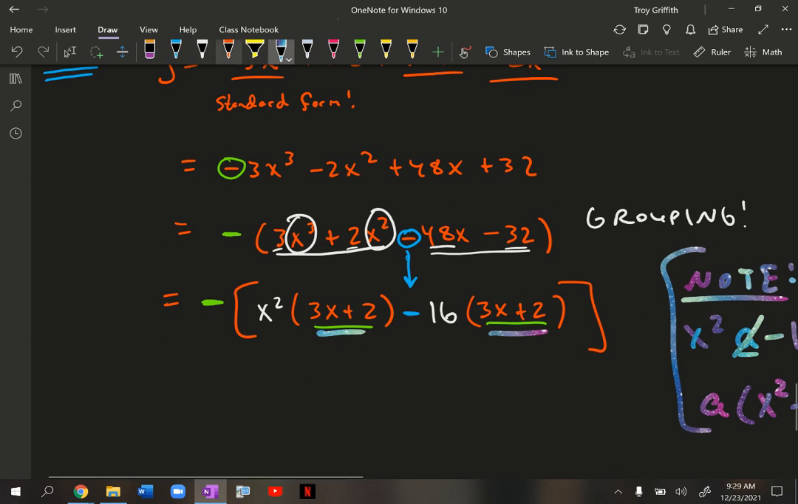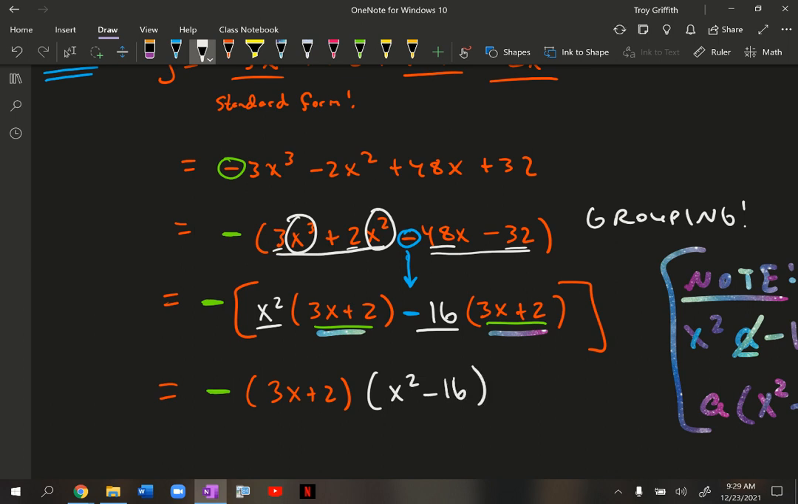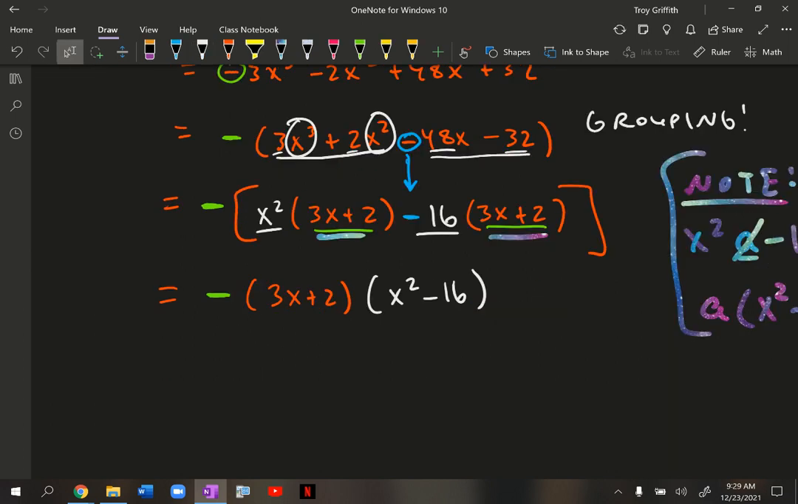Okay, so what I'm going to do here is make sure you don't lose track of this negative. I'm going to take out that 3x plus 2 that they have in common. So if I take out that 3x plus 2, what's left over is x squared minus 16. This is almost completely factored. The only other thing I can do at this point is take a look at this x squared minus 16. I'm going to write down everything that I have so far. Negative 3x plus 2, and then I have this x squared minus 16.